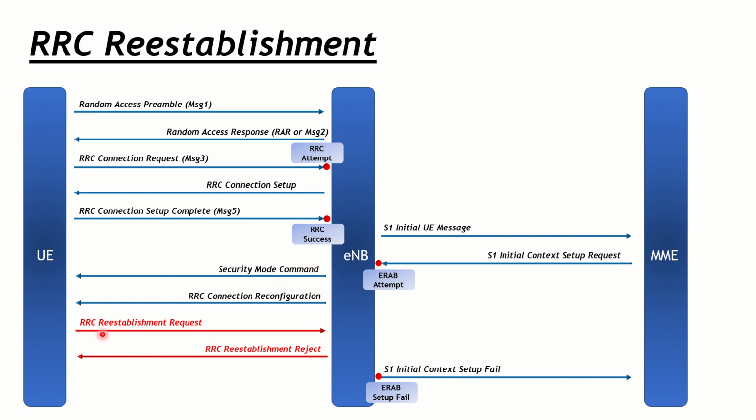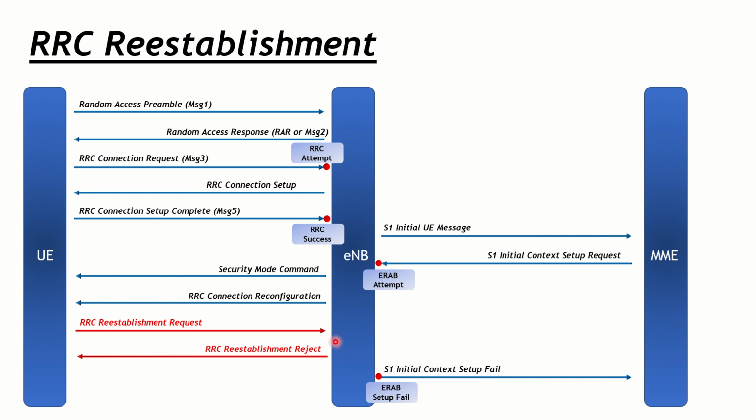So when the UE sends an RRC reestablishment request at this point in the call flow, the eNode B rejects it, saying that your security mode is not activated yet, so you cannot have an RRC reestablishment success, because from the eNode B's perspective, the context is still not active for this UE. And for RRC reestablishment to be successful, the eNode B must be sure that the context of the UE is active. So in this scenario, the RRC reestablishment will be rejected, and the eNode B will send S1 initial context setup fail to the MME, causing an ERAB setup fail.